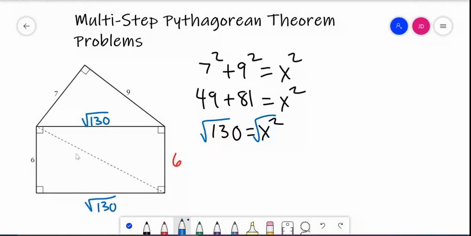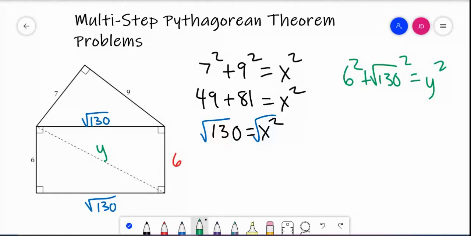Now, I still need to find my diagonal here. So now all I have to do is the Pythagorean theorem again. I have a leg here, and I have a leg here, right? 6 and the square root of 130. So I can just use the Pythagorean theorem again to find the hypotenuse. I'm going to call it a different letter, y. So over here, I have 6 squared plus the square root of 130 squared. Don't forget that square root part. That's important. Equals y squared.